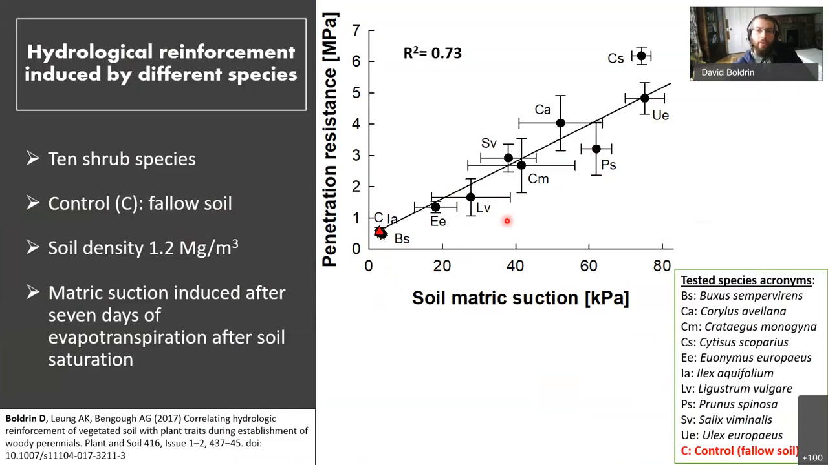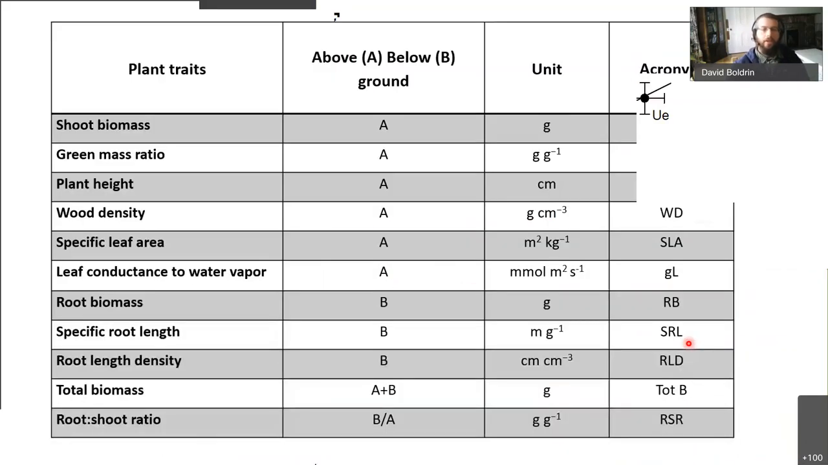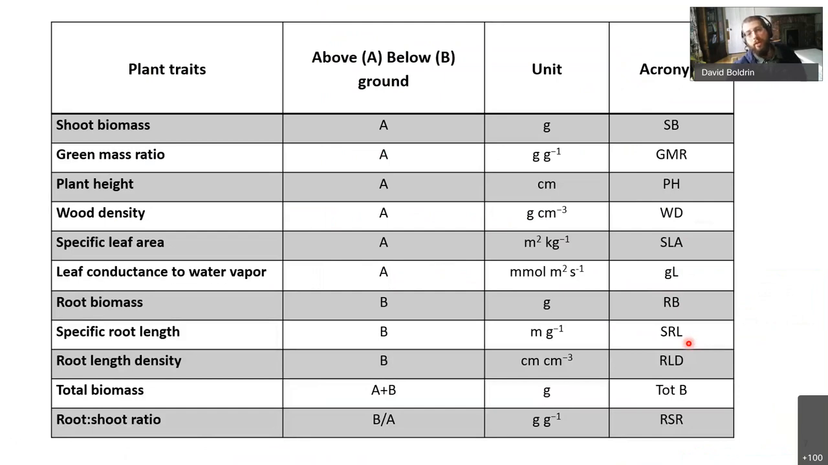So at this point, we have a question. Can we use plant traits to explain the differences between these 10 woody species? To answer this question, we selected 11 plant traits and we measured these plant traits for each of the 10 woody species that we grew in the glasshouse. And we have both above ground and below ground traits. For example, among the above ground traits, you can see the specific leaf area. Among the below ground traits, you can see the specific root length.